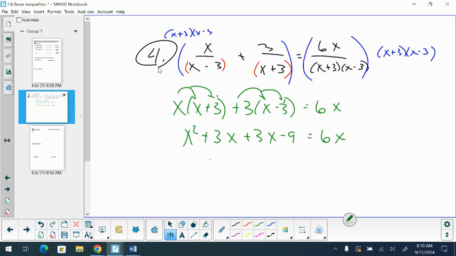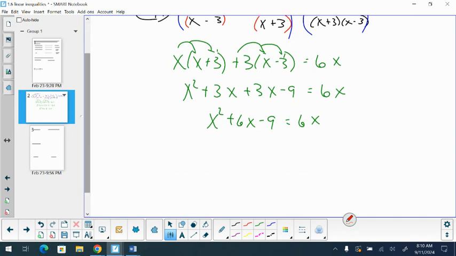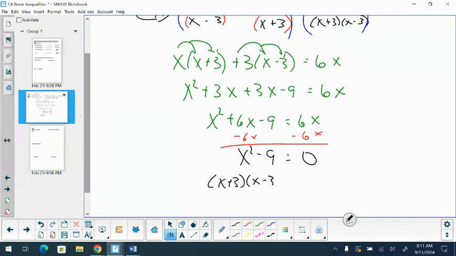Combining the like terms, we have x squared plus 6x minus 9 is equal to 6x. We have a quadratic, so we can set it equal to 0, subtract your 6x. So we have x squared minus 9 is equal to 0. Factoring this down, this will factor to x plus 3 times x minus 3 is equal to 0. So we have x is equal to 3 and also negative 3.